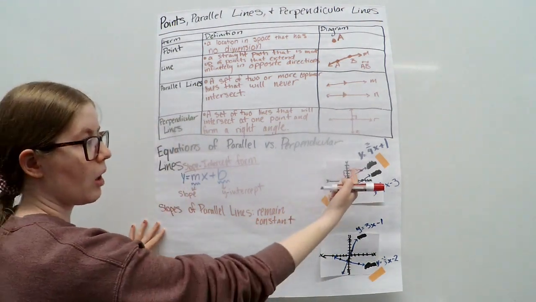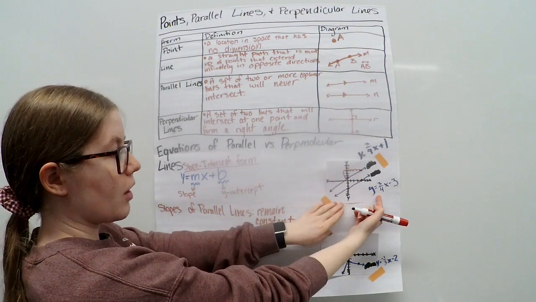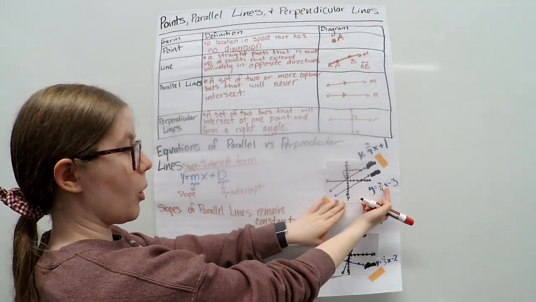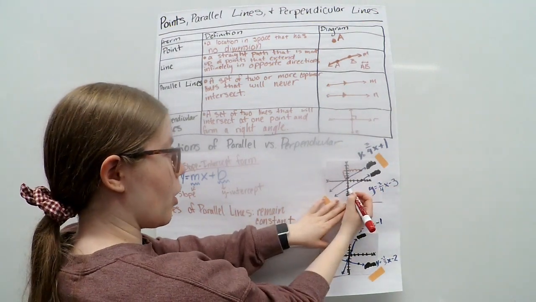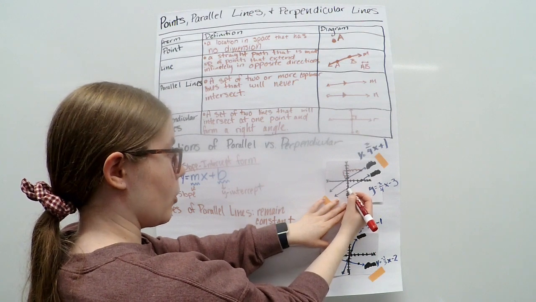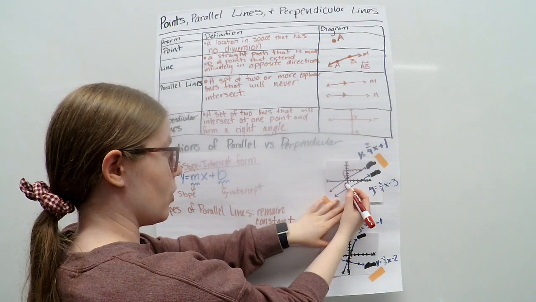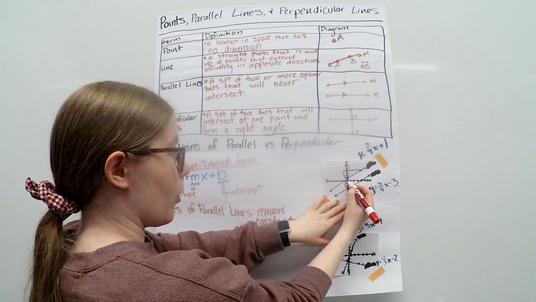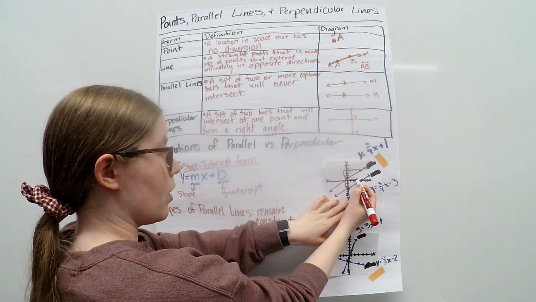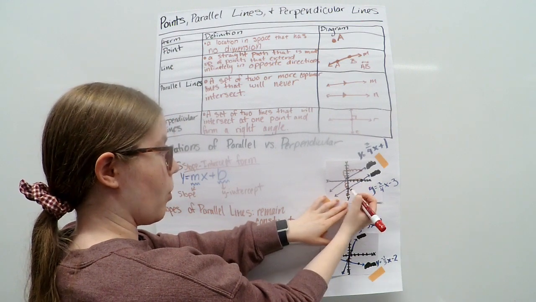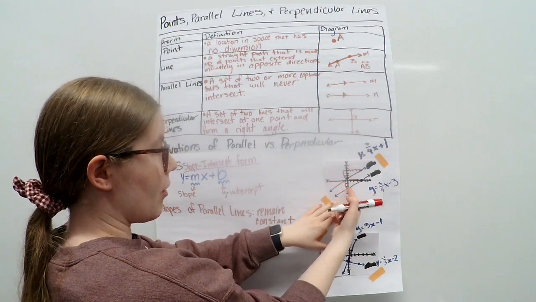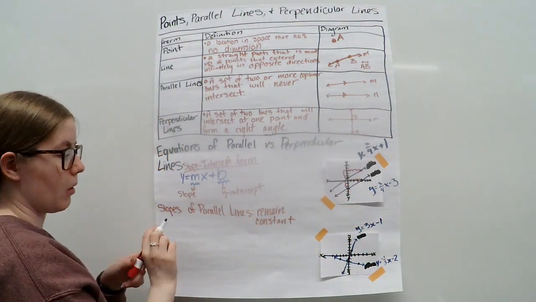So the slopes of our parallel lines are going to remain the same. Because when we look at this next line here, y is equal to 3/4 x minus 3, we start at our y-intercept of -3, and then we go up 1, 2, 3, and then we go over 1, 2, 3, 4 to get our next point on our line. So these lines will never intersect, therefore they are parallel.